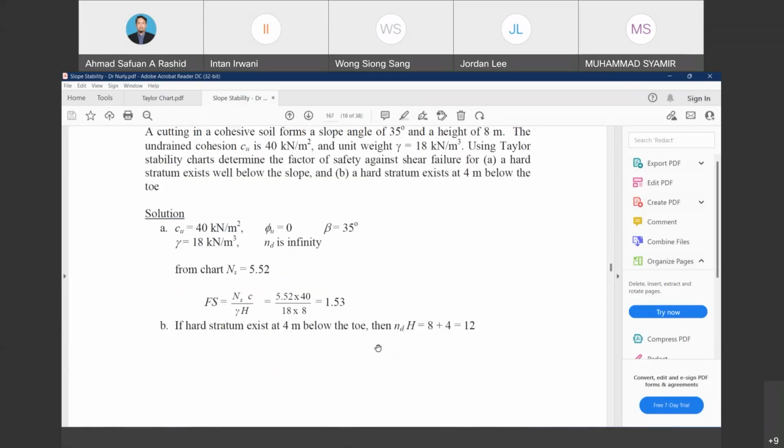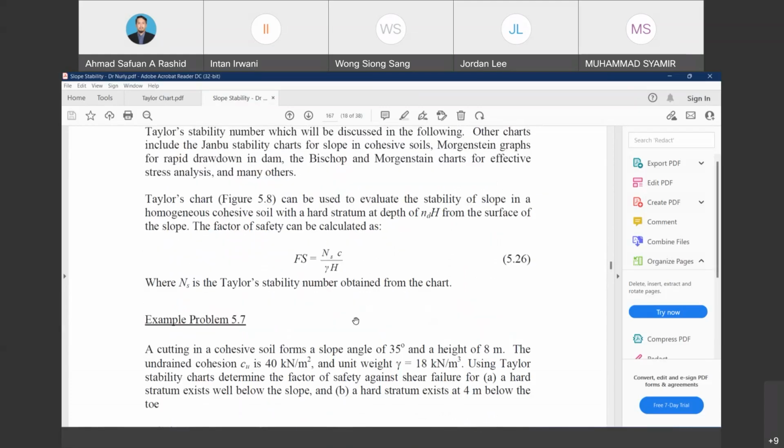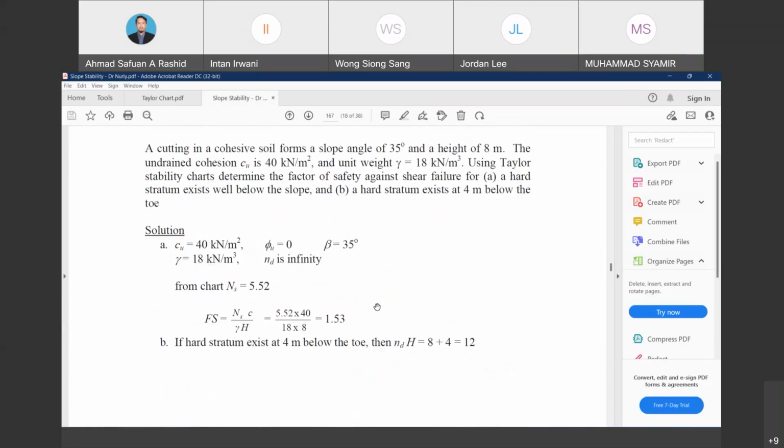So if 5.52, then we can get the factor of safety from the equation 5.26, which is equal to 1.53. Because it is straightforward, without using any trial and error, because the phi is already 0.